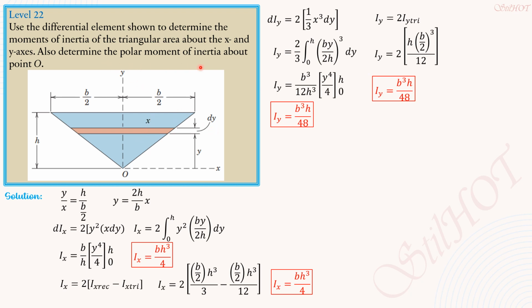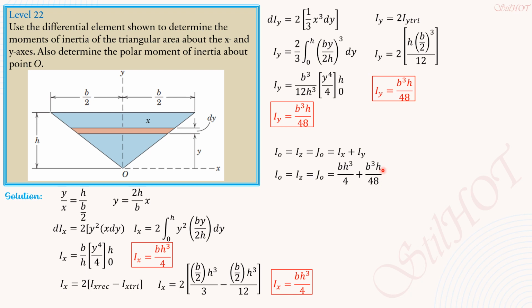Also determine the polar moment of inertia about point O. The polar moment of inertia about point O is Ix plus Iy, since we already evaluated Ix and Iy. So IO equals Iz equals JO equals Ix plus Iy, equals bh cubed over 4 plus b cubed h over 48.